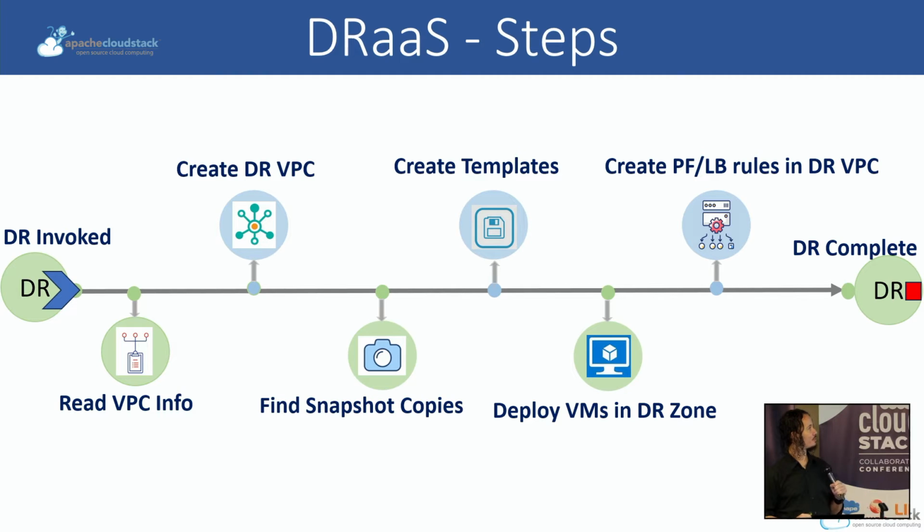So the steps for DR. When DR is invoked, I read all the information of the original VPC, which is all the subnets, everything, all details. I create a VPC in my DR zone with the same networks. I find the latest snapshot. I create templates, deploy VMs, create the port forwarding and load balancing rules, and then DR is complete. And hopefully my site will be back up.